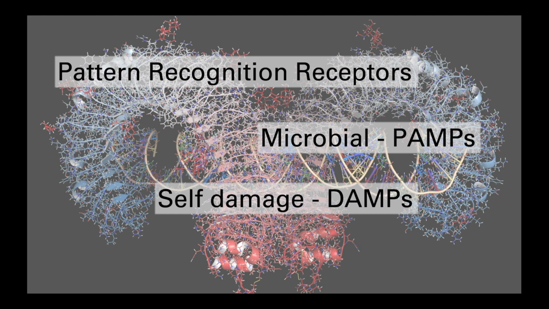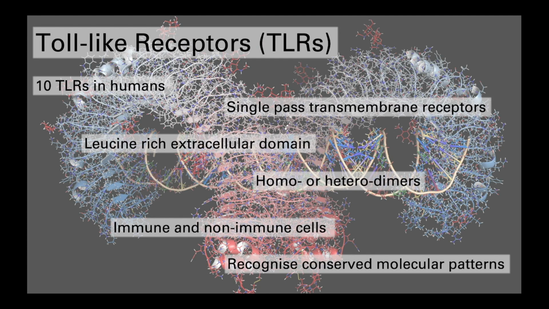classes of molecular patterns. Those found on microbes, which we call pathogen-associated molecular patterns, or PAMPs, and those that are released from damaged self cells, which are not normally seen by the immune system, which we term damage-associated molecular patterns, or DAMPs. Let's have a look at PAMPs first. There are several different families of receptors that allow the body to identify the nature of the invader, and to a degree tailor the innate immune response.